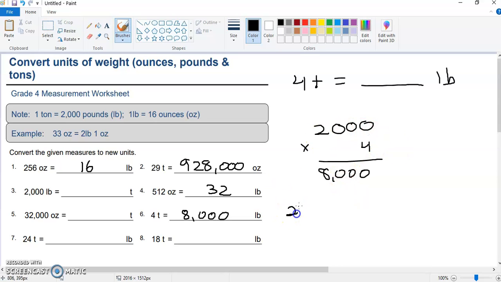Well, what if you have 24 tons? Then you want to know how many pounds that is. So you take your 24 tons, we know that there's 2,000 pounds, and you have 24 tons.